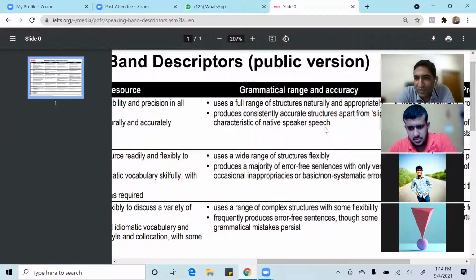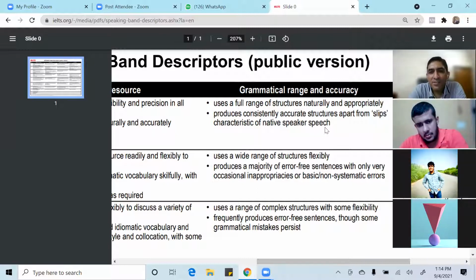All right. Now Tarun has read it. Who is left? Harry, can you read this part? Grammatical range and accuracy. Uses a full range of structures naturally and appropriately. Produces consistently accurate structures apart from slips, characteristic of native speaker speech. Okay, so basically using the right grammar and speaking in proper tense. All those small slips and errors which are generally committed by native speakers are acceptable. So it's not that you should be a grammarian to score good marks in the speaking part of the IELTS test.